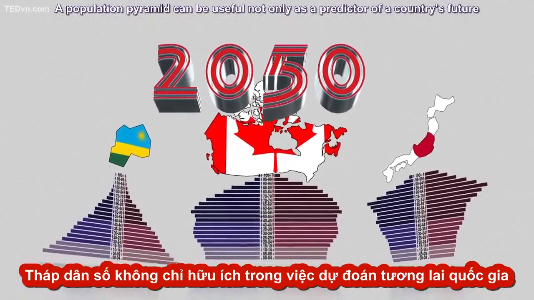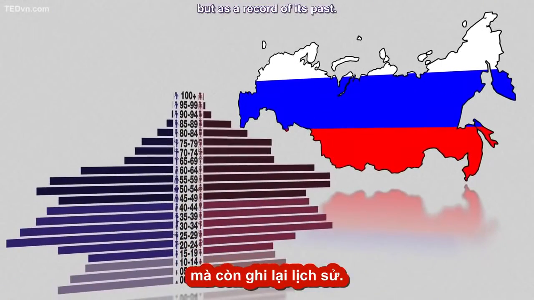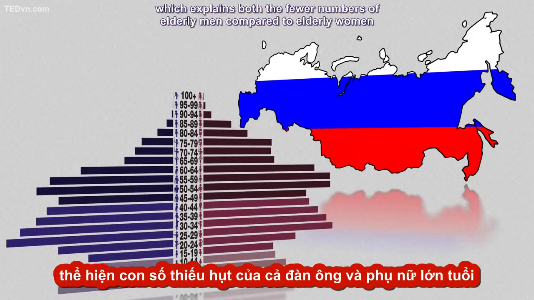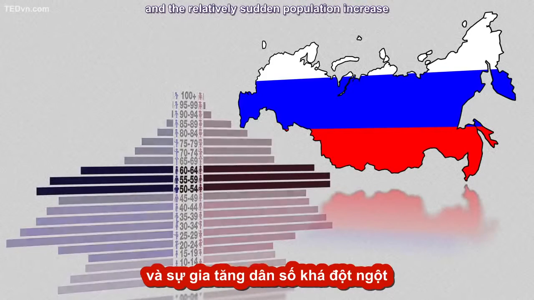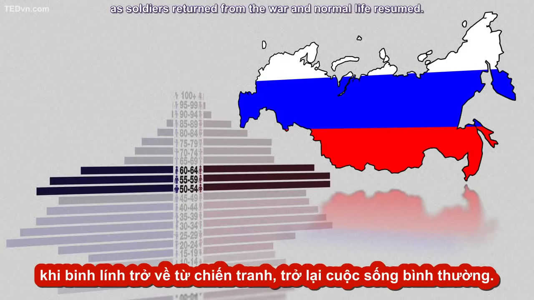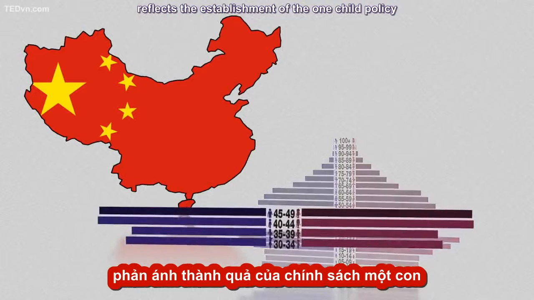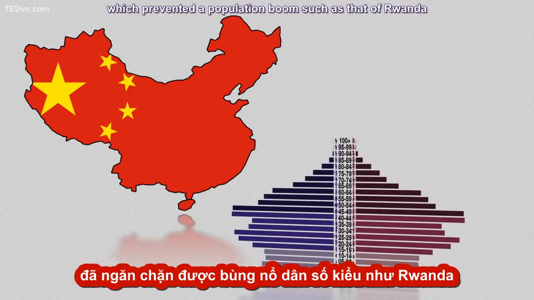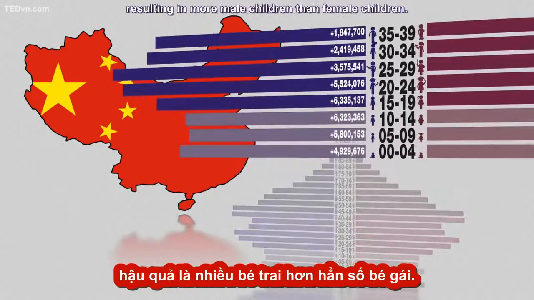A population pyramid can be useful not only as a predictor of a country's future, but as a record of its past. Russia's population pyramid still bears the scars of World War II, which explains both the fewer numbers of elderly men compared to elderly women and the relatively sudden population increase as soldiers returned from the war and normal life resumed. China's population pyramid reflects the establishment of the one-child policy 35 years before, which prevented a population boom such as that of Rwanda, but also led to sex-selective abortions, resulting in more male children than female children.